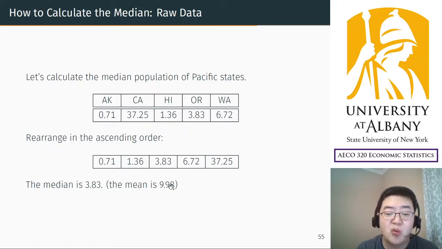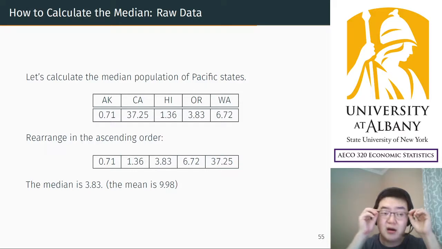You cannot calculate the mean from this number. To calculate the mean, you have to add all these numbers and divide by 5. If you do that, you get 9.98. They are different. It's natural. And the difference is much larger in this example than in the 51 states.